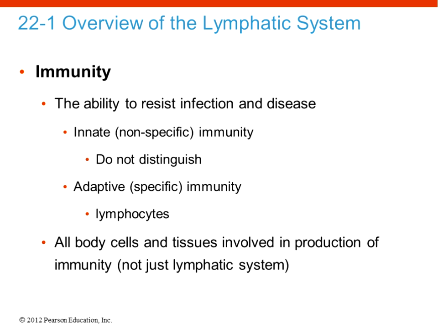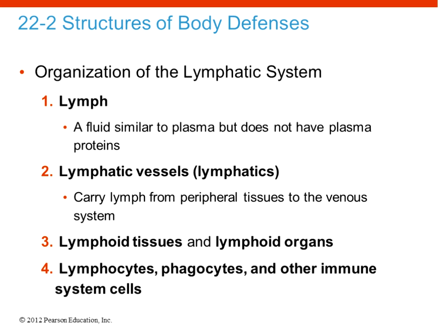So you have this duality, one that you're born with and that is not specific in terms of defending ourselves, and then one that you're not born with, right? It takes time. It's adaptive. It takes time for your body to learn this defense. But it is very specific. So we'll look further at that. And really all the body's cells and tissues contribute in some way to immunity. And so we'll look at how that works.